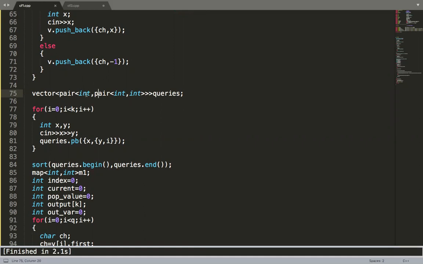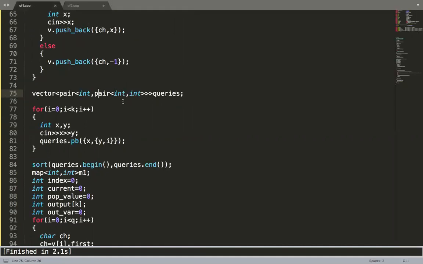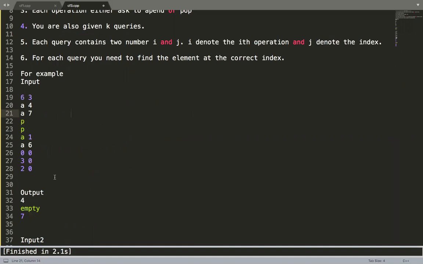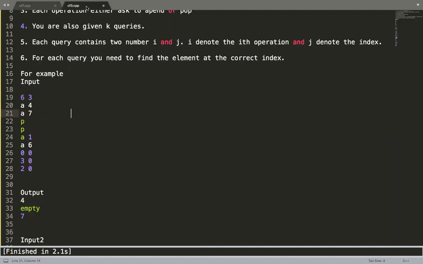So first we have int. This int will be storing the ith operation, that is this 0, 3, 2. The next int will store the index, which is 0, 0, 0. These are the values I'm storing in this second part. And in the third part I'm going to have the index. So for this query the index is 0, for this query the index is 1, for this query the index is 2, so that I'm having the answer in the proper format. That is why I need to store the index of each query too.